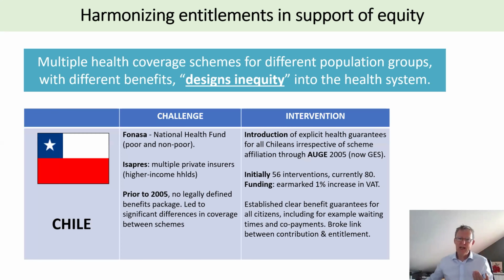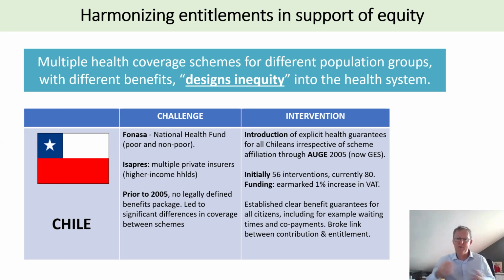So if we look at Chile, the challenge there, and this is obviously going back 20 years, slightly more, was that there was the National Health Fund, FONASA, which covered poor and non-poor. But then you have ISAPRES, basically private insurers, multiple ones of those, really targeting higher income households. So there was quite a difference in terms of the generosity and the quality of the benefits, and to some extent a two-tier system, with concern over the inequities running through it. And there was no legally defined benefit package at that point.